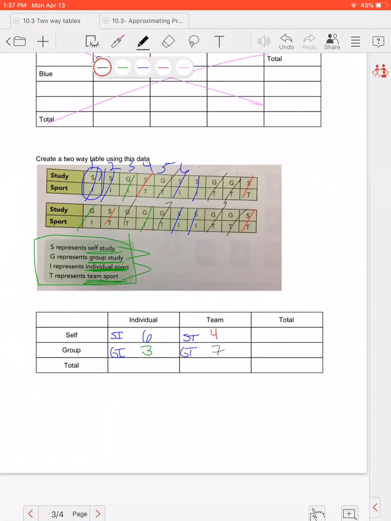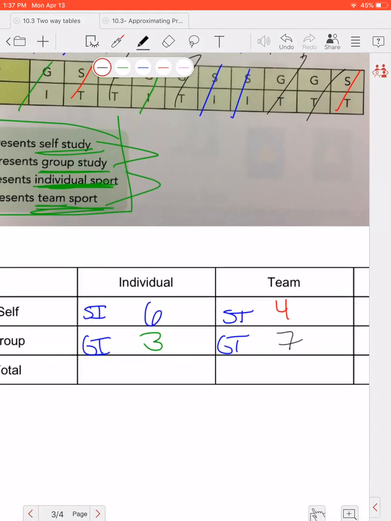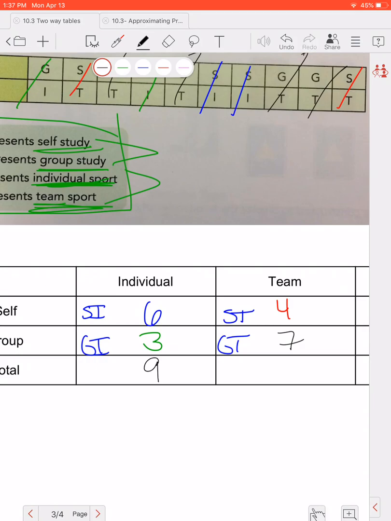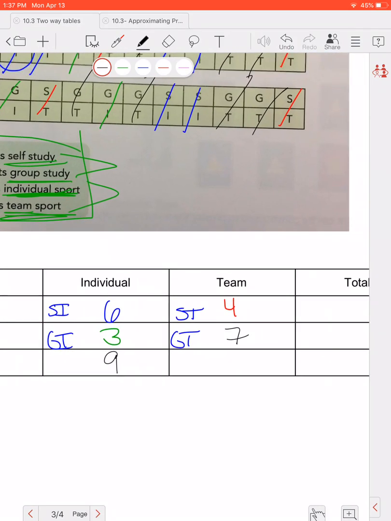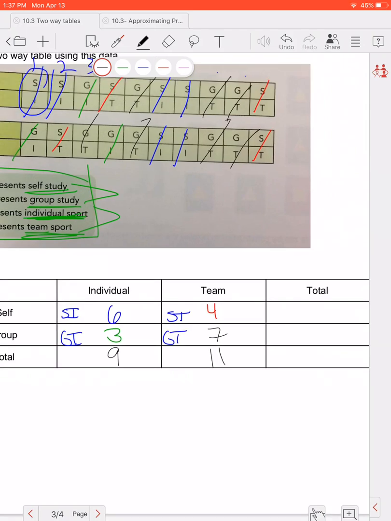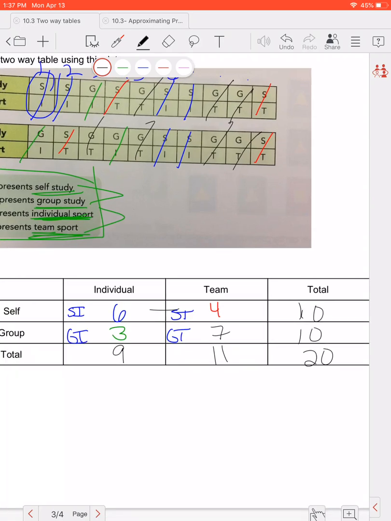Okay? And then I can fill in my rows and columns here. So 6 plus 3 is a total of 9, so there's 9 people who play an individual sport. There are 11 people who play a team sport for a total of 20 people. And then going across, 6 plus 4 is 10 total people who like to study by themselves, and there are 10 total people who like to study in a group. And nice to know here that 10 plus 10 does in fact equal 20, so our math does add up.